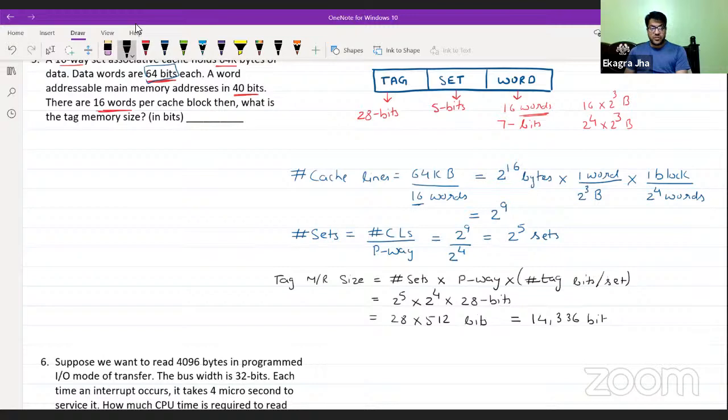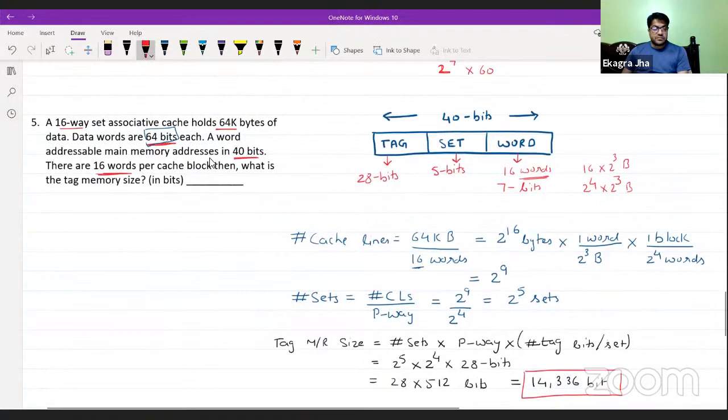So the answer should be 14336 bits as the tag memory size. So if one tag is of 28 bits, the number of sets are having the occupancy in the tag bits. We need to find that tag memory size. Okay, so how many bits are going to be occupied or used by the tag is going to be the tag memory size. Okay, this is the answer of the given question.